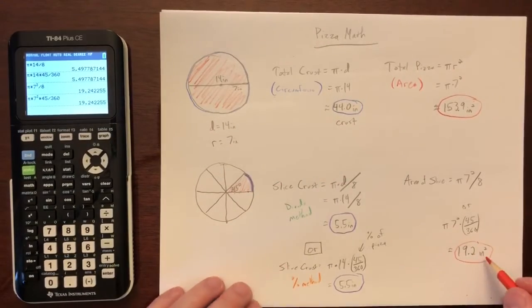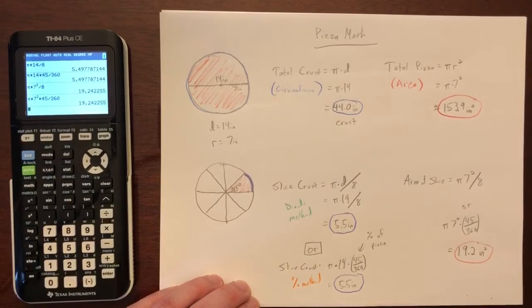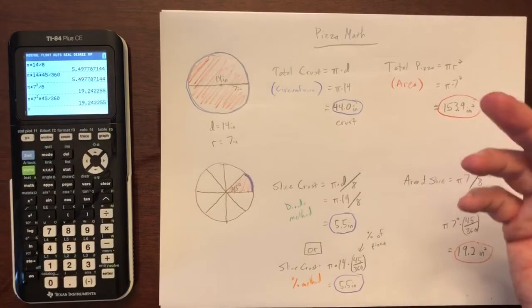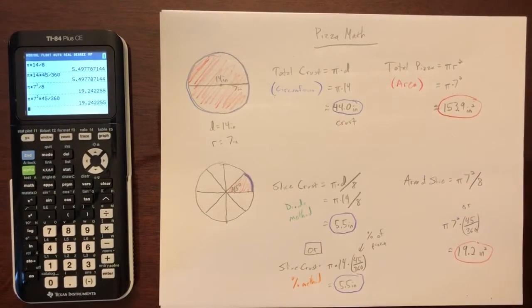Okay, that's the amount of pizza in that slice. So when you eat a single slice of Domino's or Papa John's large pizza, if it was cut correctly, you probably got about 19.2 square inches of pizza in your belly, whereas you got about 5.5 inches of crust. Okay, so that's for this problem.